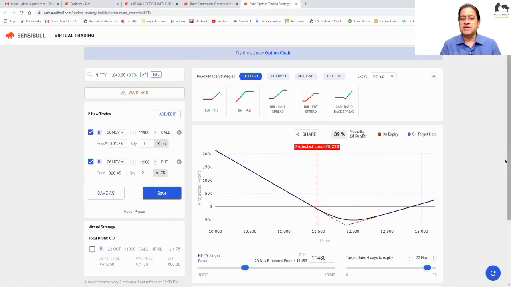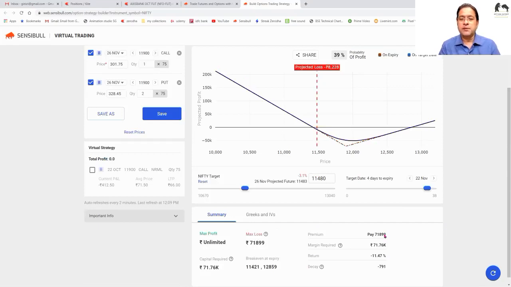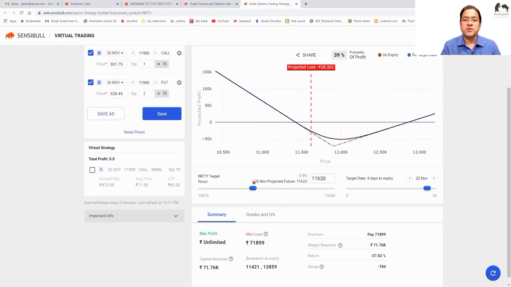Now, what happens here? As you can see, the total premium it takes is about 72,000 rupees, close to 72. That's your maximum loss, but the profit is unlimited. Let us look at your break even. 11,421 is your break even on the downside, and the upside is 12,800 and 12,859. So you don't make money on the upside. Your chances of making money on the upside are very limited.